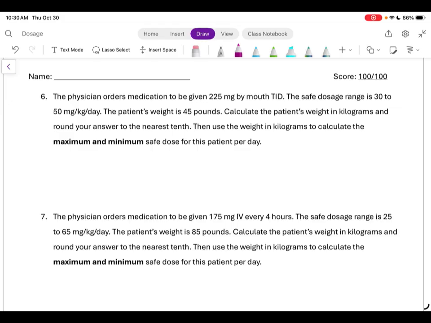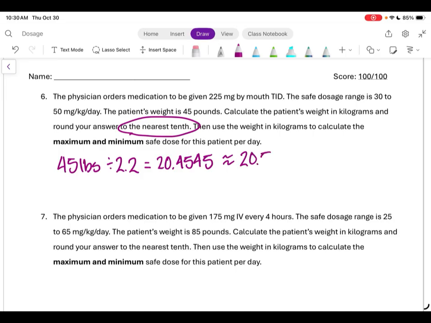All right. So let's do exactly as the instructions say. We'll start with the weight. So 45 pounds divided by 2.2. My calculator is saying it's 20.4545, and it keeps going. So if I'm rounding to the nearest tenth, it's going to be 20.5.